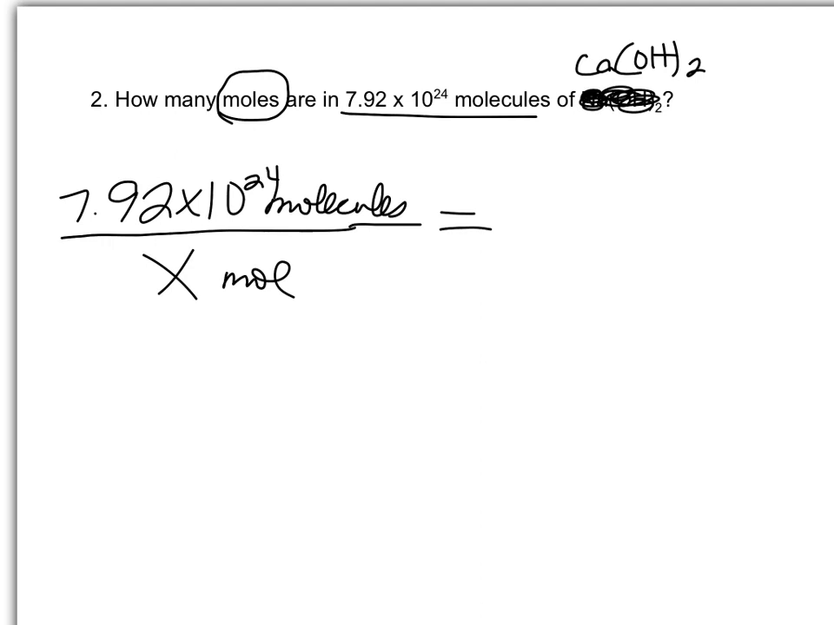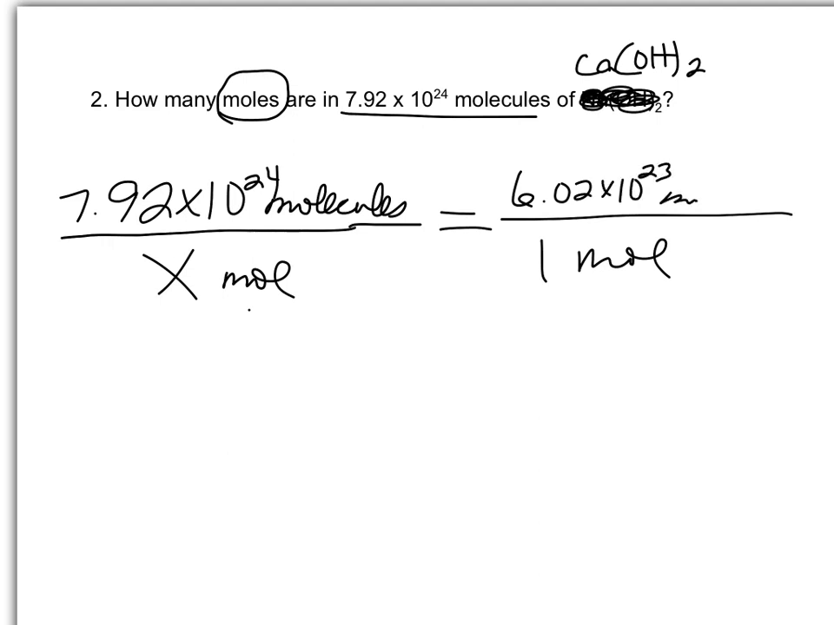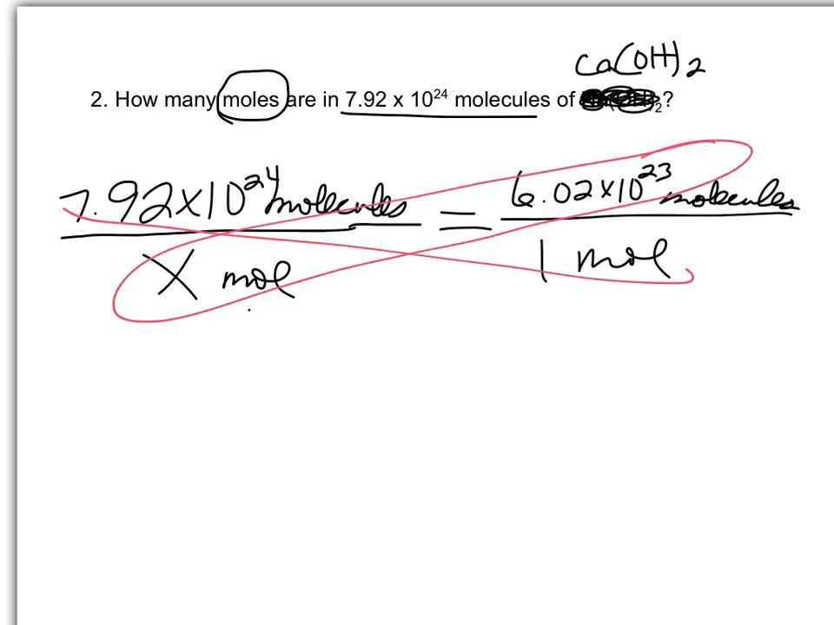And Avogadro came up with the unit the mole, and he said that for every 1 mole, I'm putting moles on the bottom here, so it matches my moles on this side. For every 1 mole, there are 6.02 times 10 to the 23rd molecules or particles or atoms of whatever we're talking about. So now we have our proportions set up. All we have to do is cross multiply.